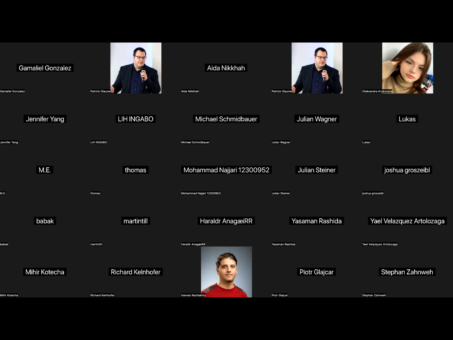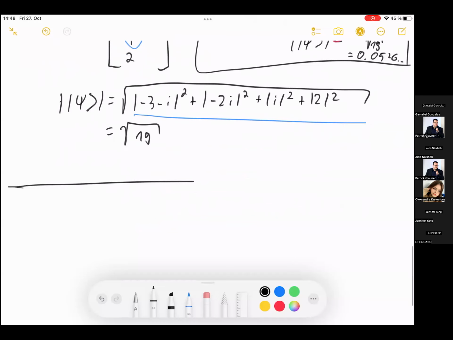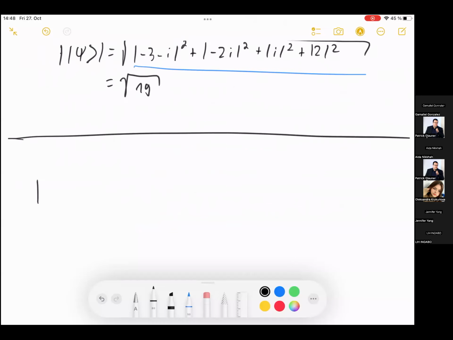We can also do an example that I will show you now on the iPad. I'm just opening the screen again for you. And we have one example now. So we have a vector, psi ket, which is 2 minus 3i and 1 plus 2i. And what I want you to do is to normalize it.